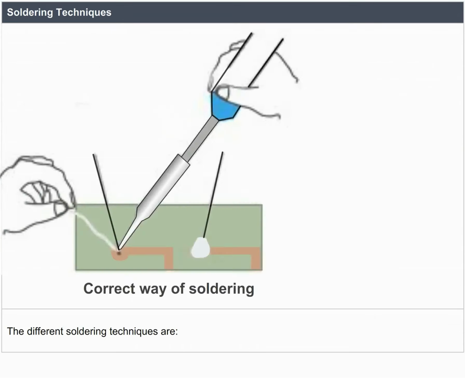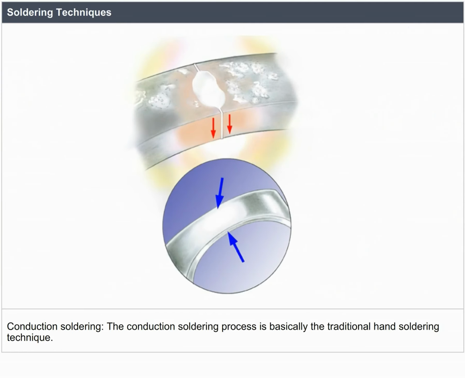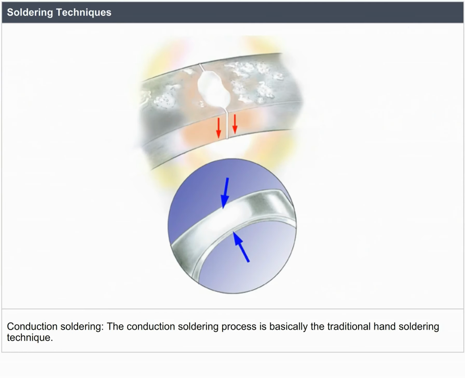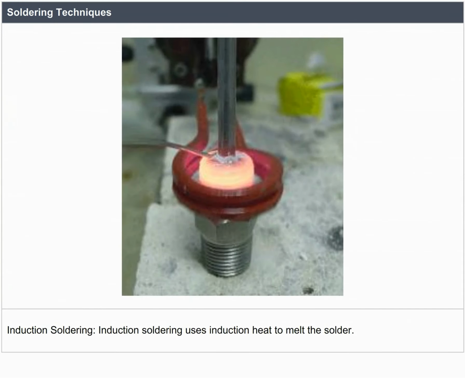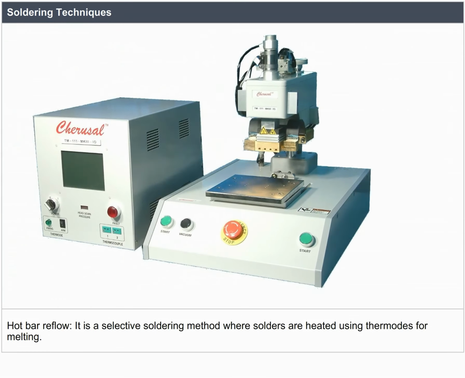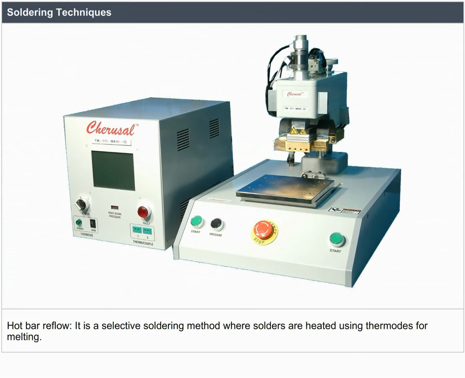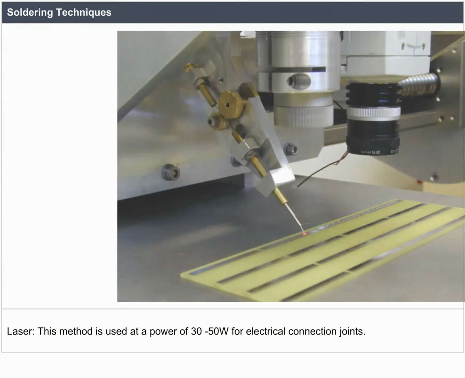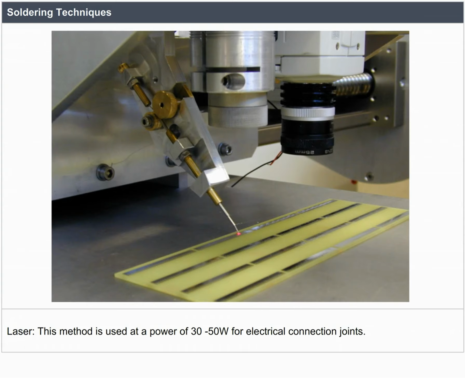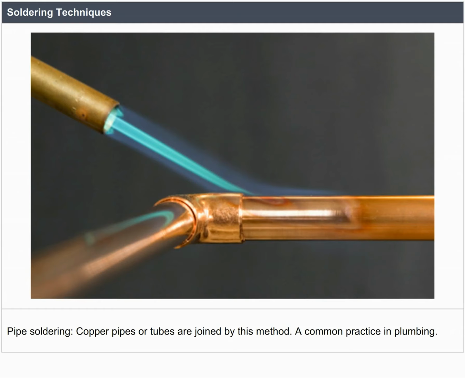Soldering techniques. The different soldering techniques are conduction soldering. The conduction soldering process is basically the traditional hand soldering technique. Induction soldering. Induction soldering uses induction heat to melt the solder. Hot bar reflow. It is a selective soldering method where solders are heated using thermodes for melting. Laser. This method is used at a power of 30 to 50 watts for electrical connection joints. Pipe soldering. Copper pipes or tubes are joined by this method, a common practice in plumbing.